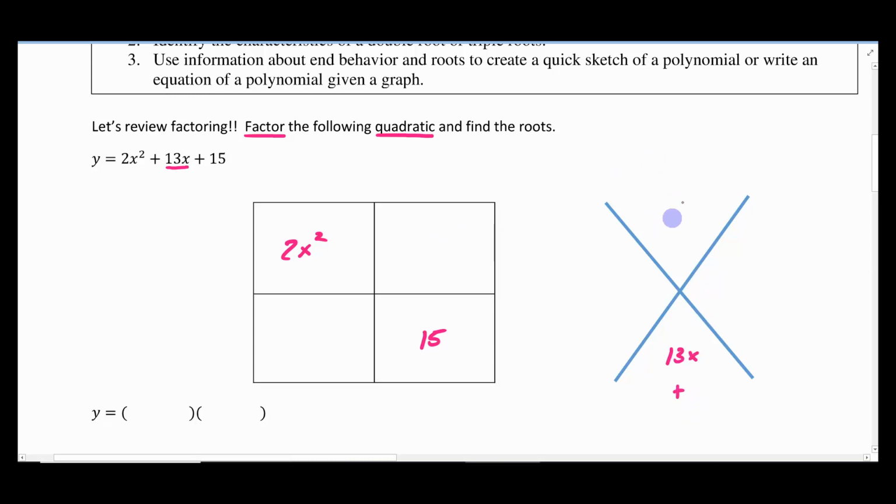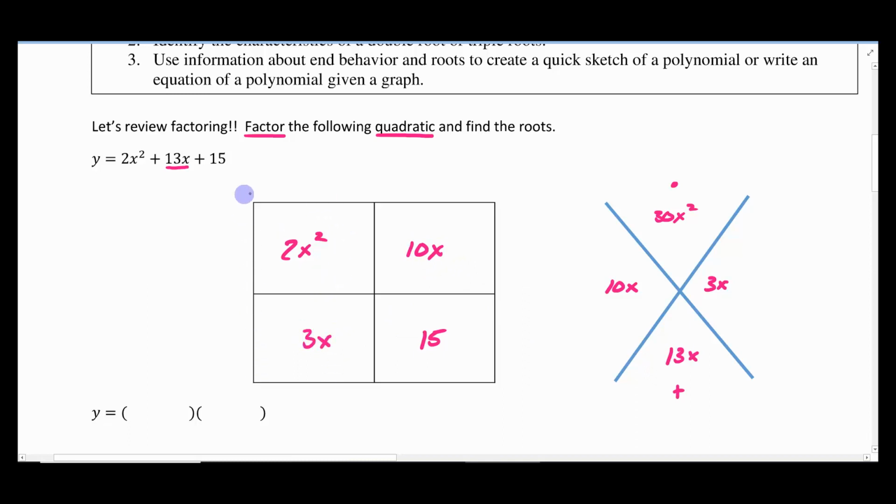Now the top of the diamond represents what we need to multiply to, and we can figure that out by taking the diagonal that we already have filled in and multiplying. So 15 times 2x squared is 30x squared. We need to multiply to 30 and add to 13, so we're looking for two numbers that do that. The two numbers that work here are 10 and 3, and we want to make sure we get our x's in there. So 10x times 3x is 30x squared, and 10x plus 3x gives us the 13x. I'm going to fill in my other diagonal with those two numbers, 10x and 3x.